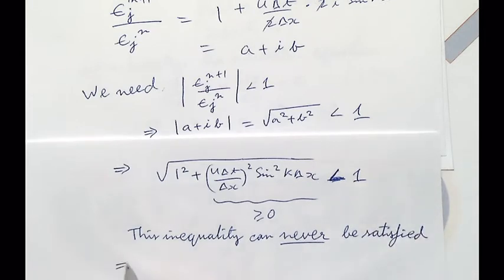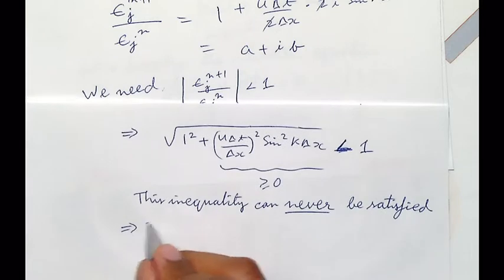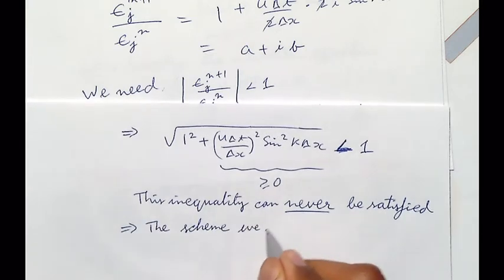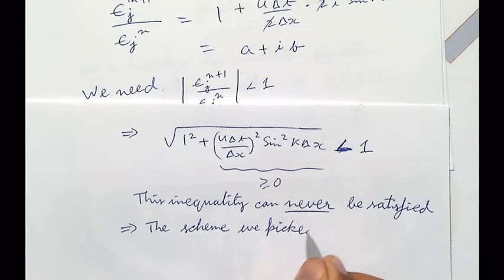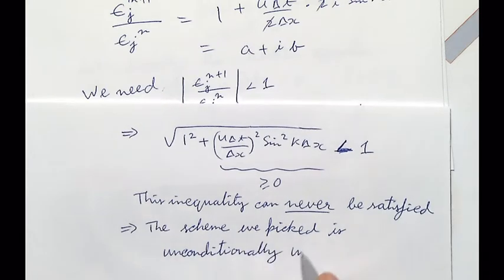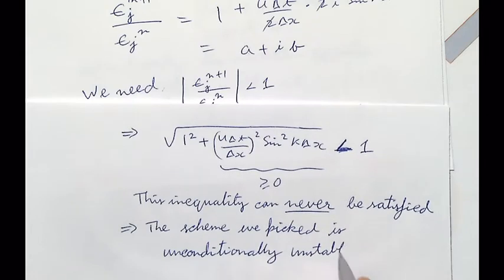Which means the scheme we picked is unconditionally unstable. It will never be stable.